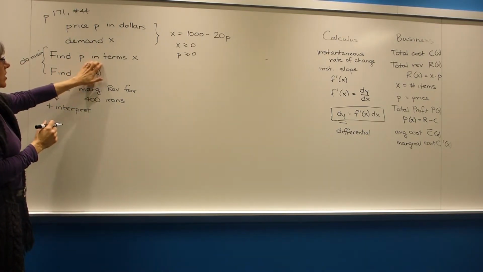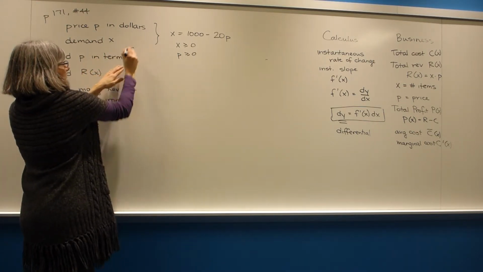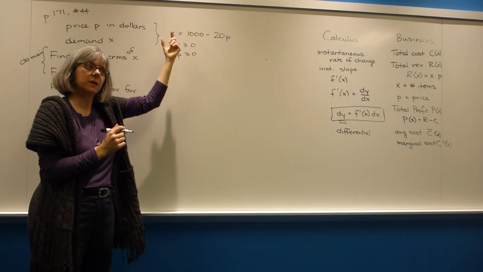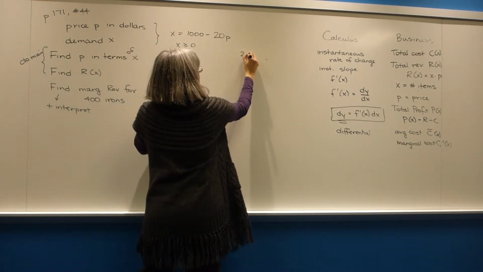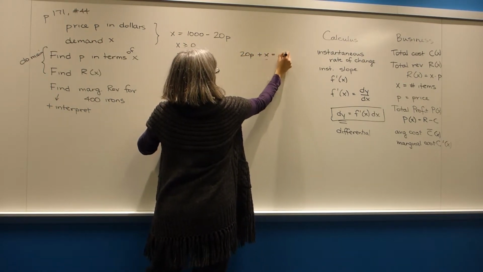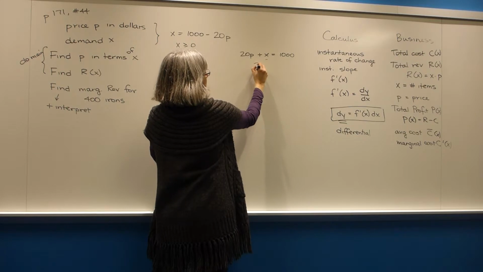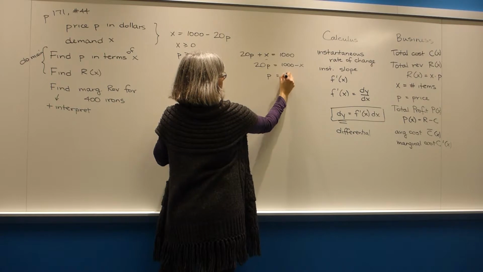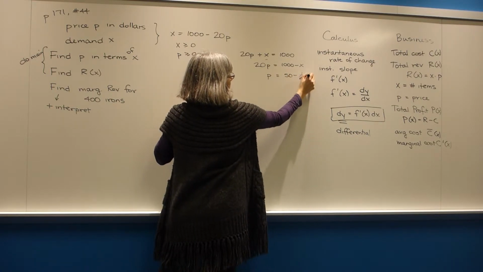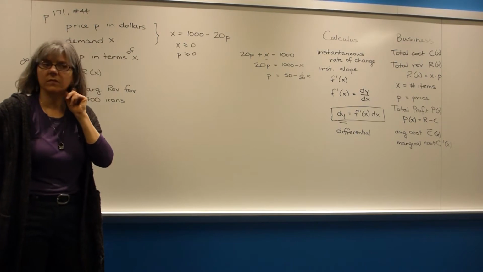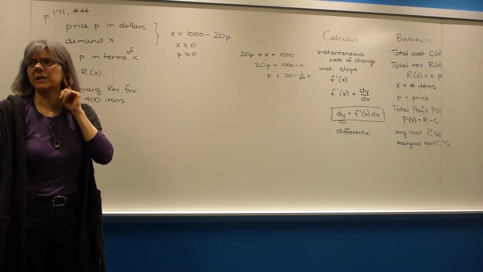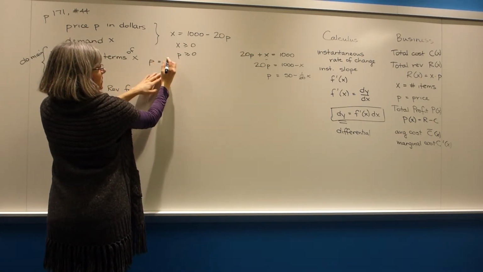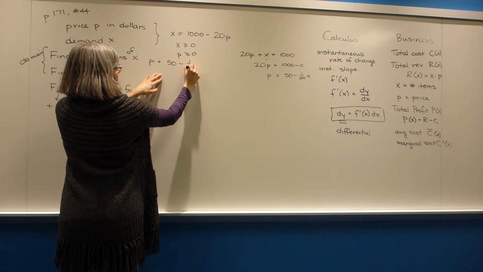So let's do this first thing. Solve for p in terms of x. So I just need to solve this equation for p. That's what it means. I've got x in terms of p. Now I just need to write it the other way. So 20p plus x equals 1,000, just because I like positive numbers. 20p equals 1,000 minus x, p equals 50 minus 1/20th x. I did that fast because I don't want to spend a lot of time dealing with algebra. So I know that p is equal to 50 minus 1/20th x.